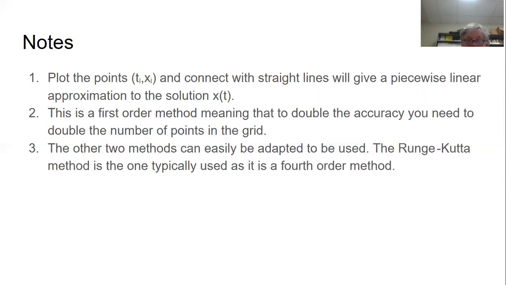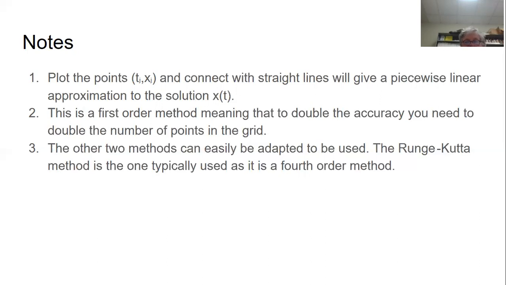Euler method, we know, is pretty dodgy because it's only a first order method, meaning you have to do a lot of work to get good answers. So if you double the accuracy, you need to double the number of points in your grid. As I said, if you're going to implement anything by computer, use the Runge-Kutta. If you're going to do things by hand, use Euler, I guess. Runge-Kutta is a fourth order method, which means that if you double the number of points in your grid, you get 16 times more accuracy.